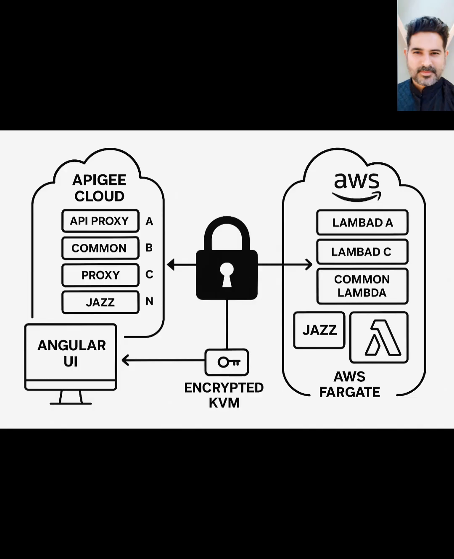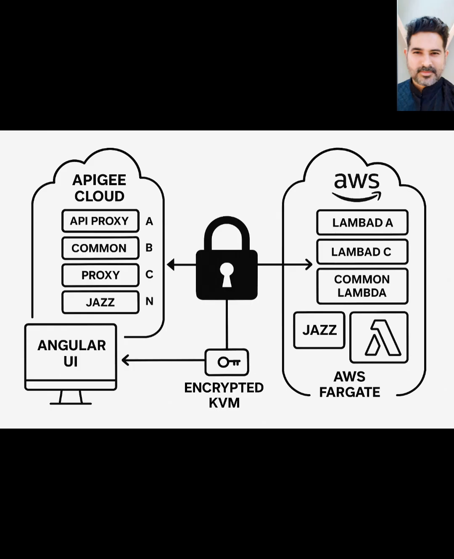On the AWS Fargate side, right: Lambdas, A, B, C. These serverless functions are triggered by API requests and execute the business logic. Common Lambda handles shared logic across multiple Lambda functions. JAS, likely the same system used on the Apigee side, indicating a shared component or service. AWS environment, indicated by the AWS logo, showing the entire right side is hosted on AWS.